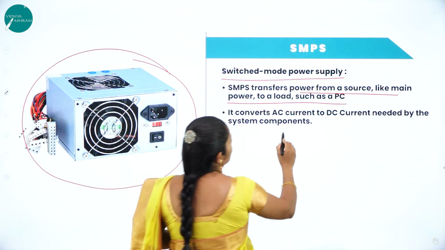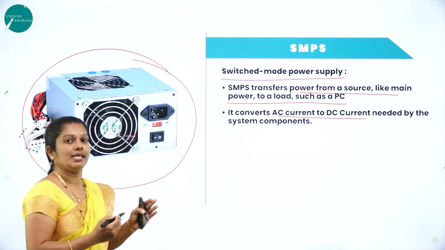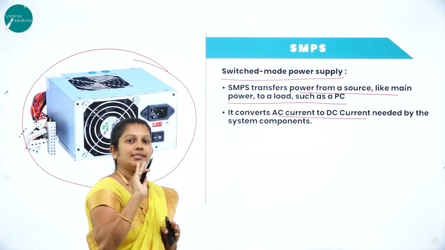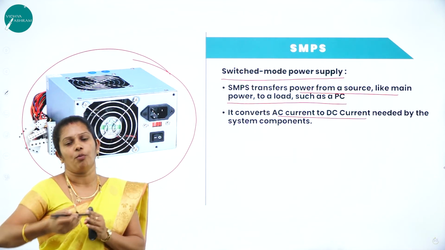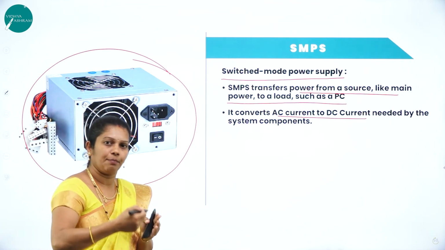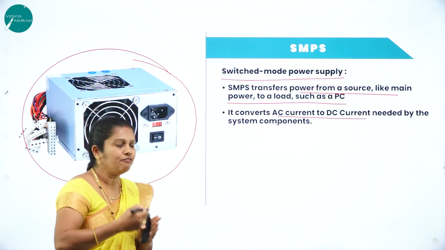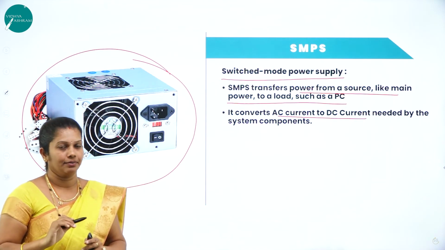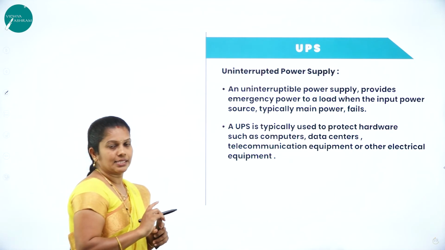And it converts AC current to DC current. The main work of SMPS is to supply power to all the components. In the motherboard, we have components, for the CPU, as well as for primary memory, secondary memory, for everything. This SMPS only will transfer the power. Now is it clear? Next, we will discuss UPS.